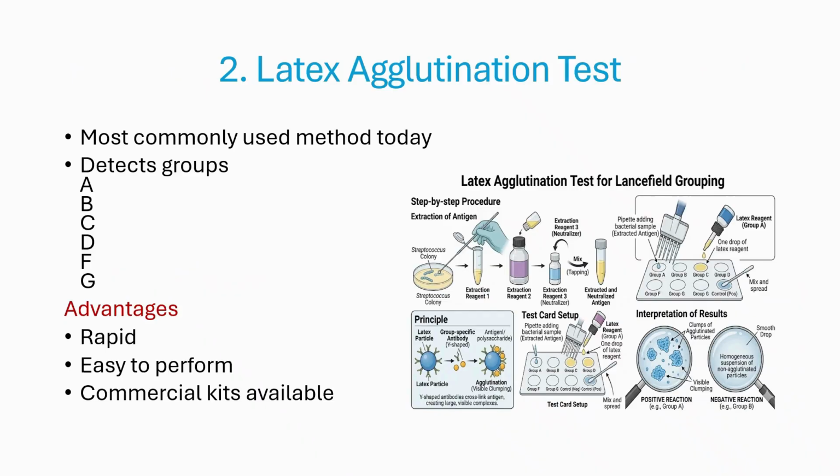The next method for the Lancefield grouping is the latex agglutination test. Today, the latex agglutination test is the most commonly used method for Lancefield grouping in diagnostic laboratories. In this method, the latex particles are coated with antibody against specific Lancefield antigens and are mixed with a bacterial extract. If the corresponding antigen is present, we can see visible agglutination or clumping within seconds, and commercial kits are widely available for identifying Lancefield group A, B, C, D, F and G, making this technique rapid, simple and highly practical for routine laboratory diagnosis.